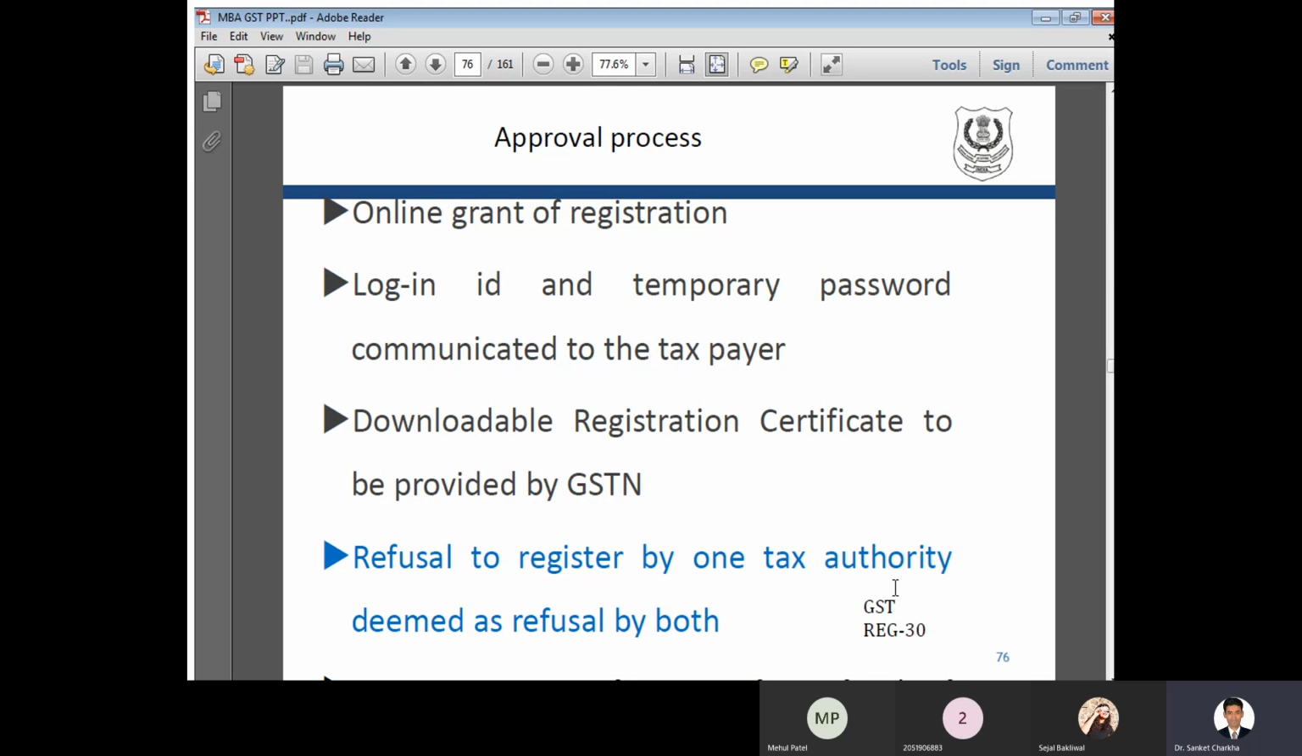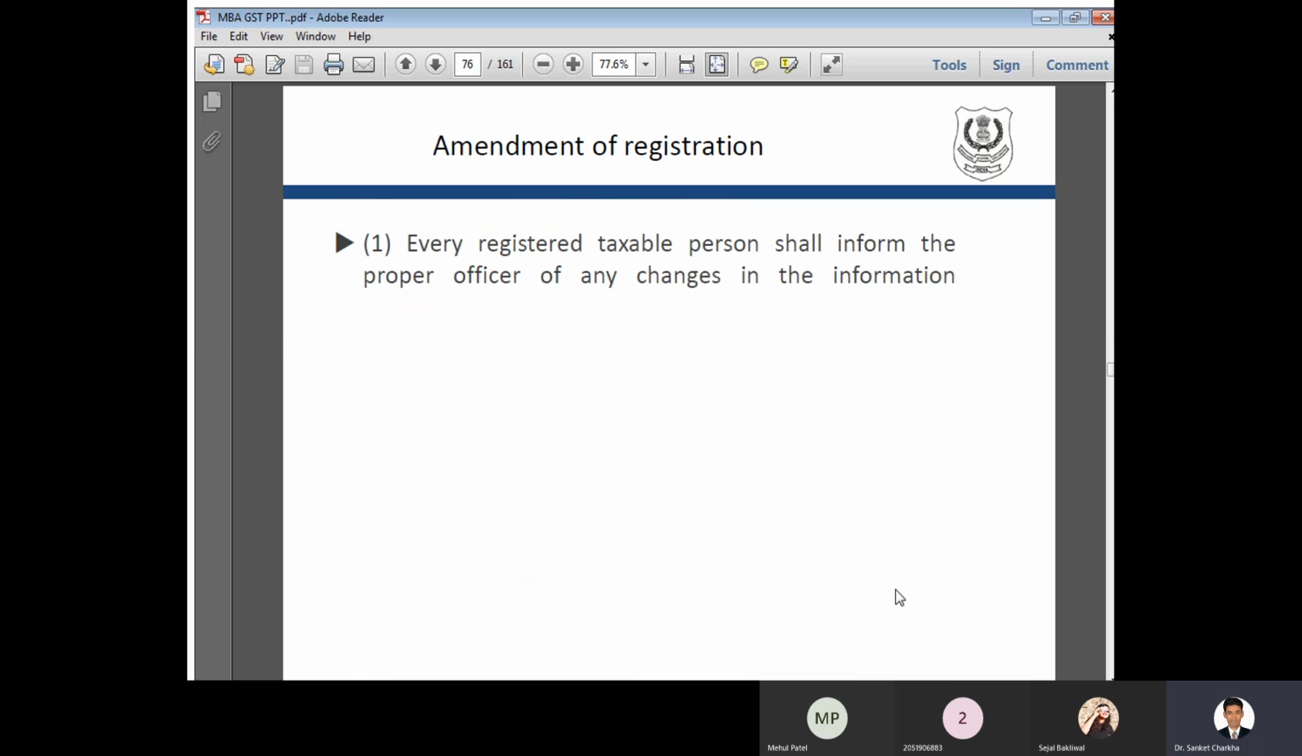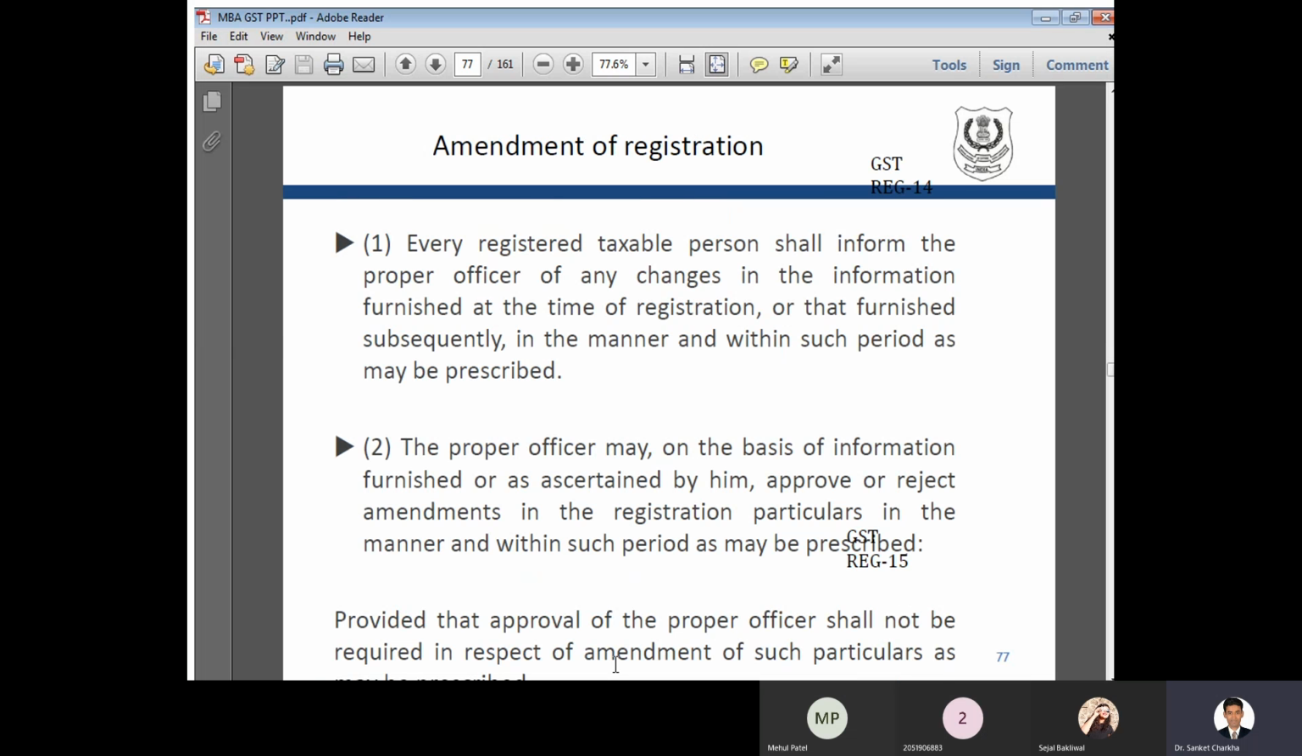So in this way, refusal to register by one tax authority is deemed as the refusal by both the authorities, at the center as well as at the state.